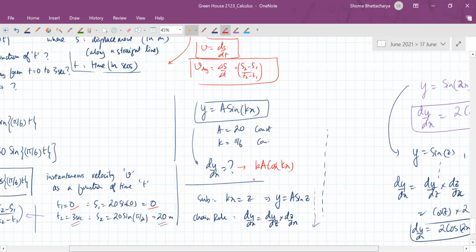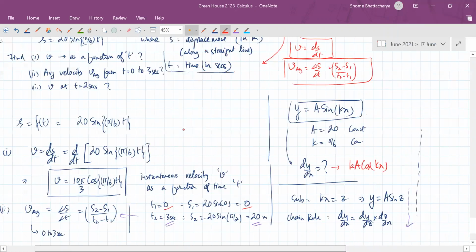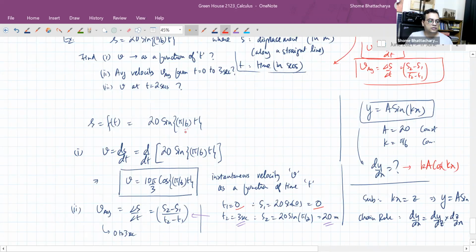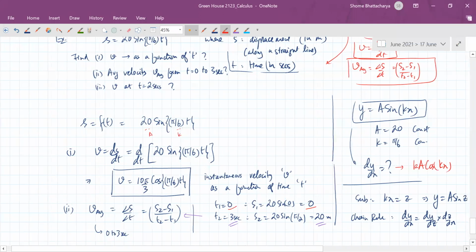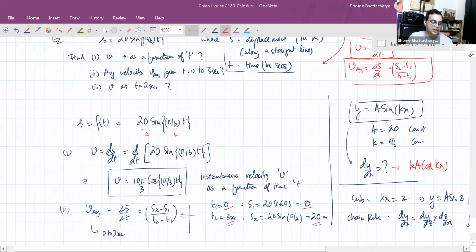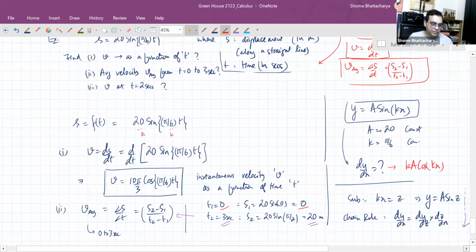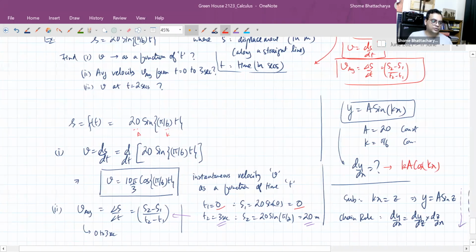Now if you compare this function with this one, this is your k and this is your a. So it should be k into a cos kt. That's how you'll get this factor of 10 pi by 3. Is it clear now? Yes, sir. I have skipped all these steps and given the answer directly, but I've given you the hint on the side here. Just apply those steps of the hint and you'll understand easily how you get this.